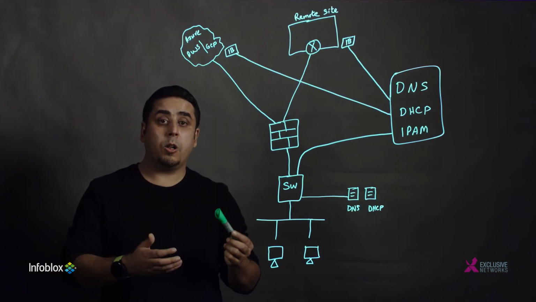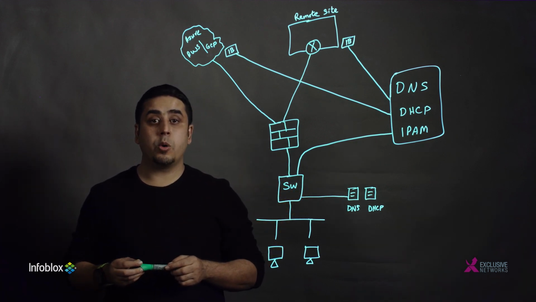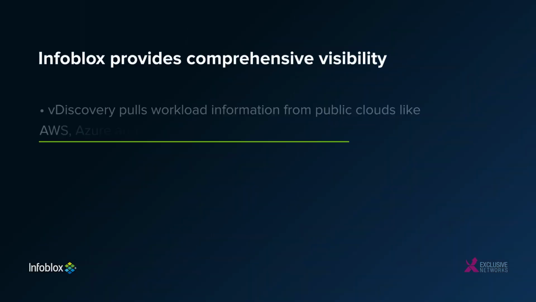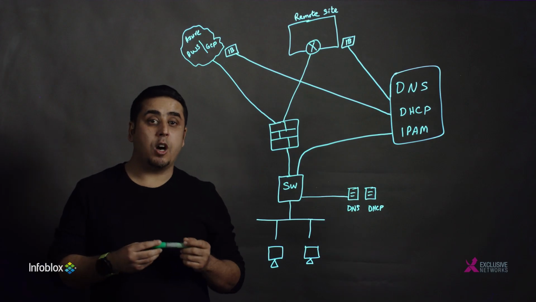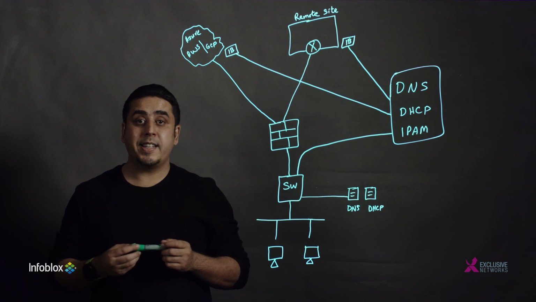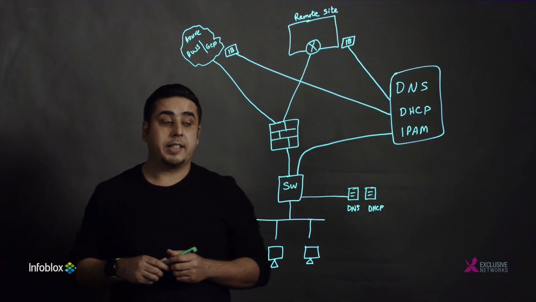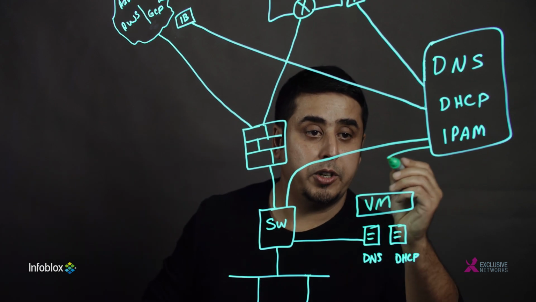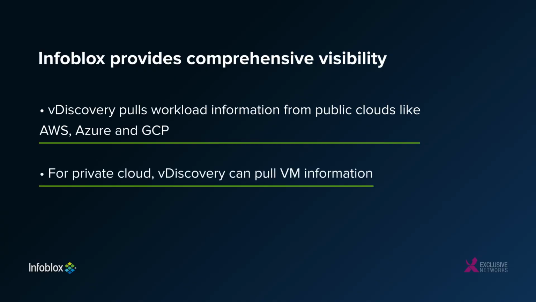Infoblox appliance combines all the network intelligence data from DNS, DHCP, and IPAM into a centralized dashboard. Now let's look at how different Infoblox components fit together to provide a comprehensive visibility solution. VDiscovery pulls workload information from public clouds like AWS, Azure, and GCP, brings it to the same dashboard. For example, you can see how many EC2 instances that you have, what is their IP, DNS record, and what VPC and subnets they belong to. Same goes for private cloud. If you have a virtualized environment, the VDiscovery can pull information from your ESXi host, KVM, or Hyper-V, and give you all those details in the same dashboard.